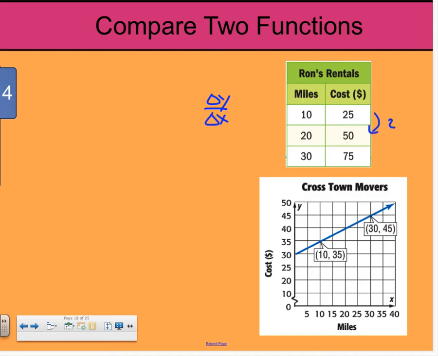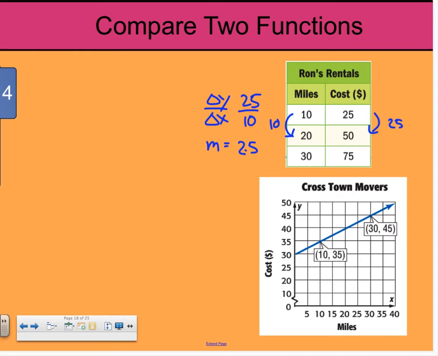But change in y is 25. Change in x is 10. 25 over 10 is 2.5. So the slope, or the rate of change, is 2.5. So that means that Ron's Rentals charges $2.5 per mile. Now, we want to find the initial value.